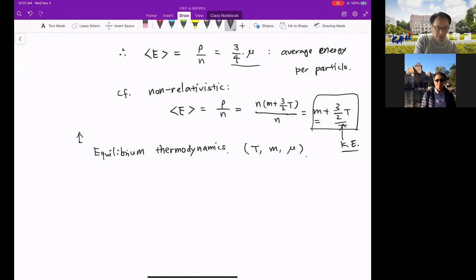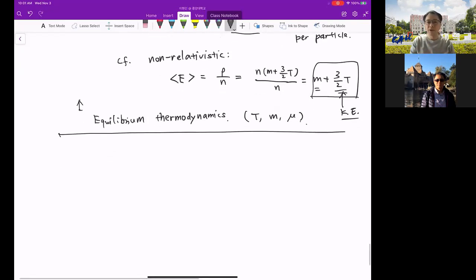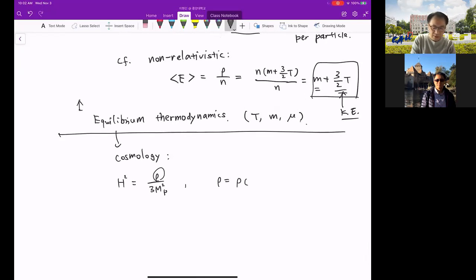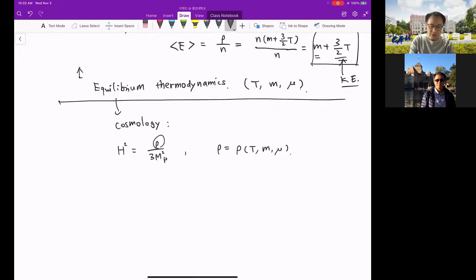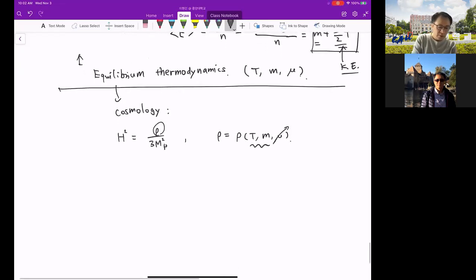So the motivation for considering equilibrium thermodynamics in cosmology is that in cosmology, the Hubble rate and the Friedmann equation are governed by the energy density present in the universe. So energy density is what we want to calculate. In general it is a function of temperature, particle mass and the chemical potential. For our discussion, we are ignoring the chemical potential and just taking the energy density as a function of temperature and particle mass.